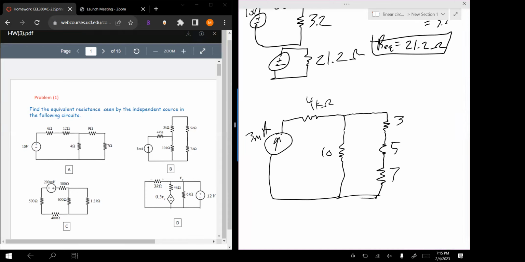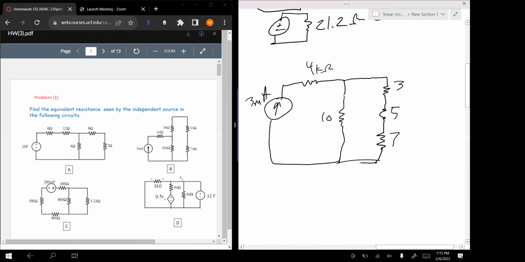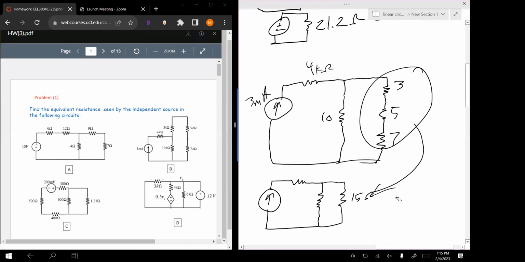So basically, my plan is the same thing. This shouldn't have too much of a difference just because it's a current source. This is going to be 15 ohms. That's basically all this right there. And then this side is going to be 10. This is going to be 4. Obviously, this is kilo ohms, but we're kind of ignoring that notation right now.